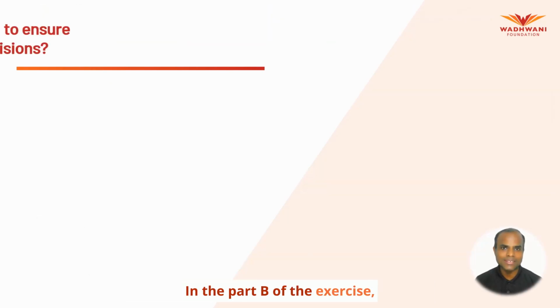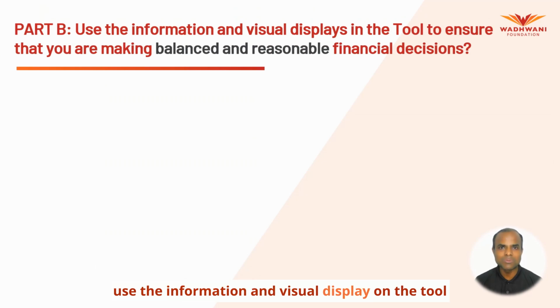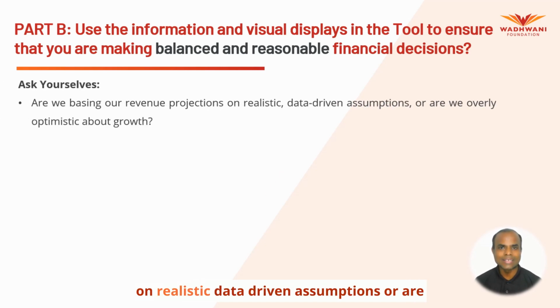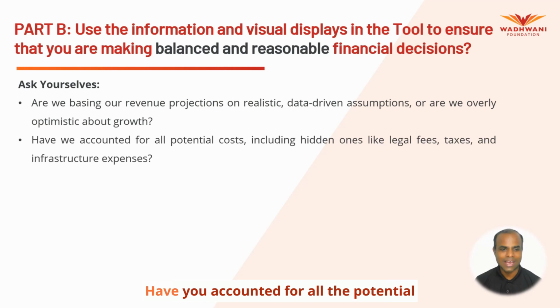In the part B of the exercise, use the information and visual display on the tool to ensure that you are making balanced and reasonable financial decisions. As you work with the tool, ask yourself these questions. Are we basing our revenue projection on realistic, data driven assumptions, or are we overly optimistic about our growth? Ask yourself also this question. Have we accounted for all the potential costs, including hidden ones like legal fees, taxes, and infrastructure expenses?